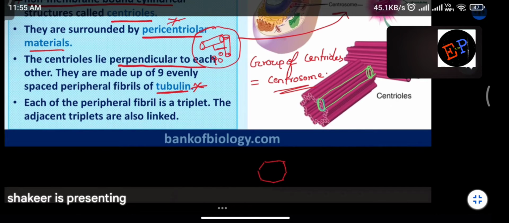So next, each of the peripheral fibril is a triplet. Triplet means what? 3 tubes we can say. 3 tubes is called as triplet. So the adjacent triplets also they are linked with each other.